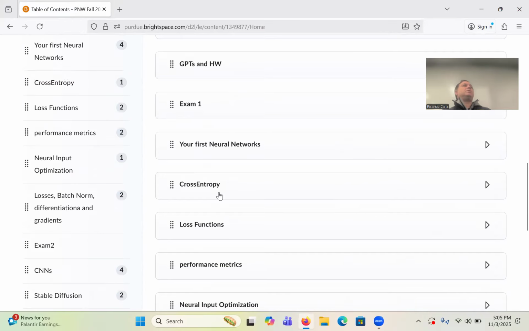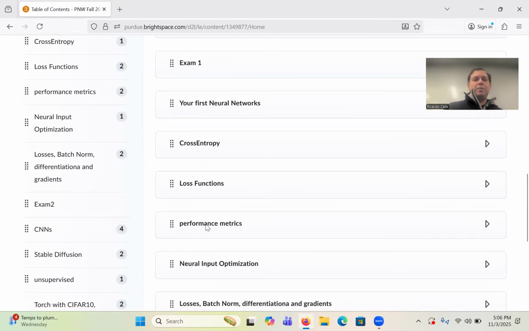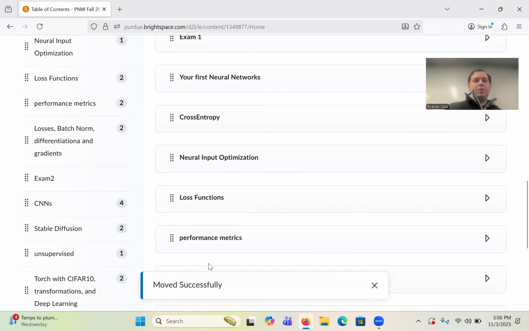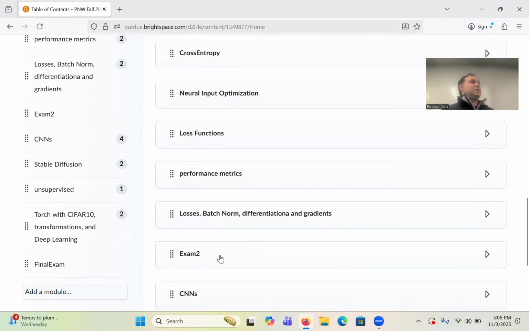So we finished cross entropy last week. We covered this topic, so we've started our discussion of loss functions. We will continue to go over that in these slides here: performance metrics, and also loss and batch norm. These are kind of theoretical. This is going to be some examples with PyTorch. And then obviously we're currently on week 11.